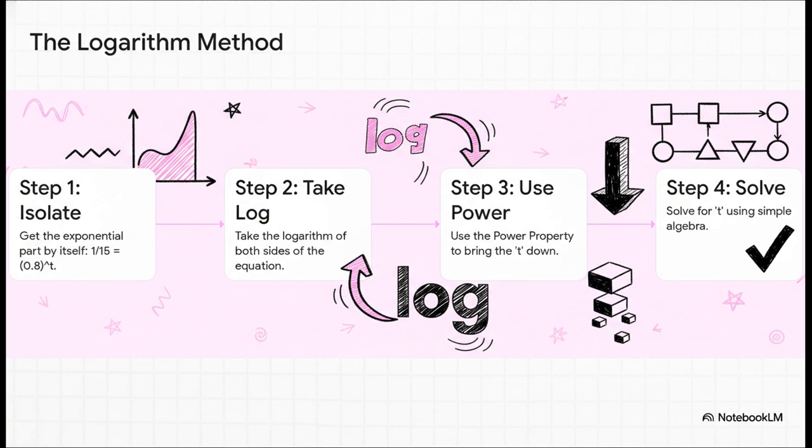First, you've got to get the part with the exponent all by itself. Then, we use our special key. We take the logarithm of both sides of the equation. This is what lets us do the really cool part in the next step.